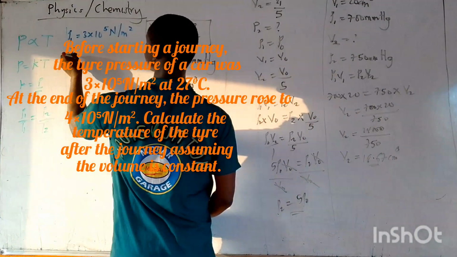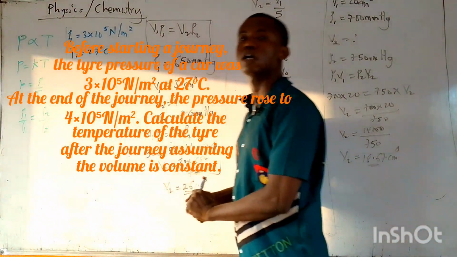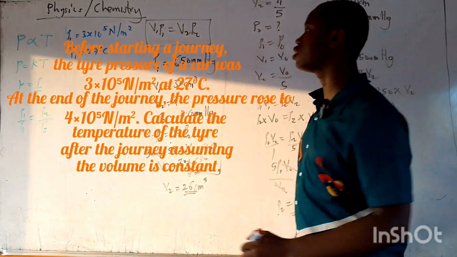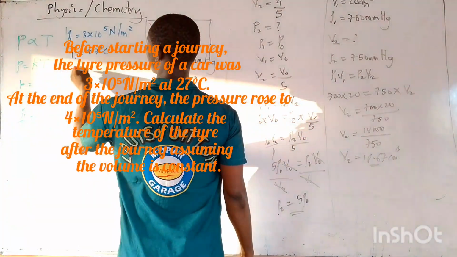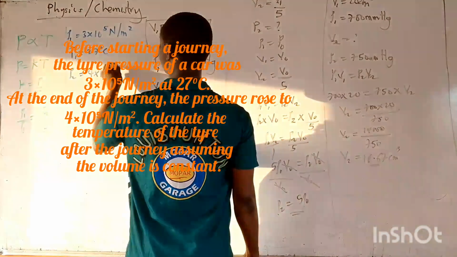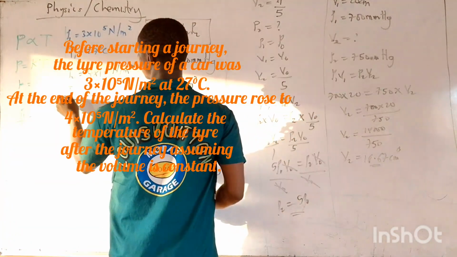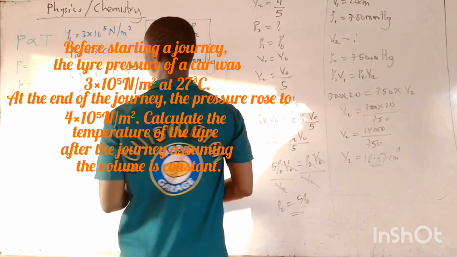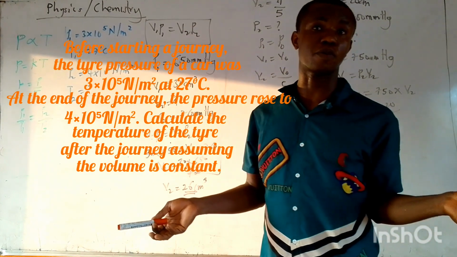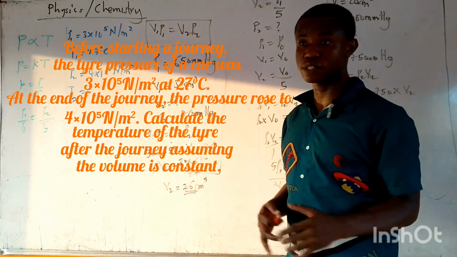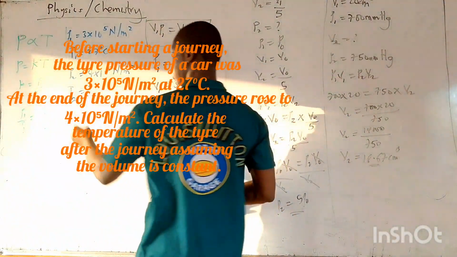T1 is 27 degrees Celsius. At the end of the journey, P2 is 4 times 10 raised to the power 5 Newton per meter square, and T2 is what we want. Of course, the volume will be constant because the tire does not expand. The tire remains the same, so the volume is constant.